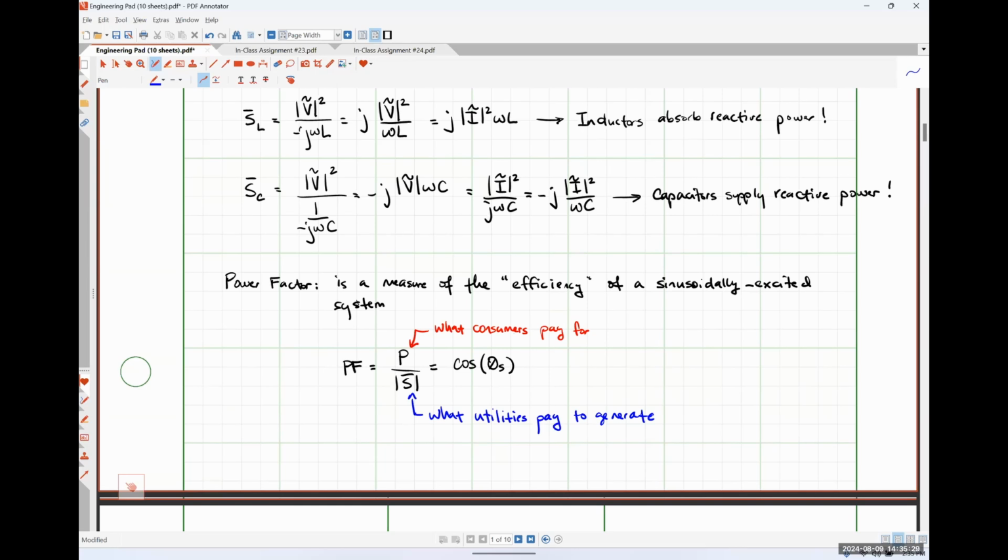So here in several minutes, we're going to talk about what large-scale manufacturing plants do to offset those costs, and it's a concept called power factor correction. But before we do that, I want to dig in a little bit more on this concept of power factor.